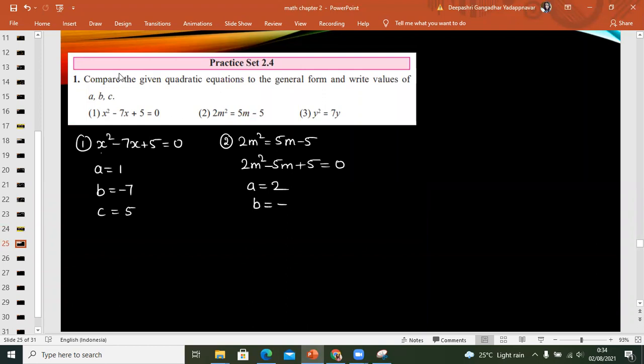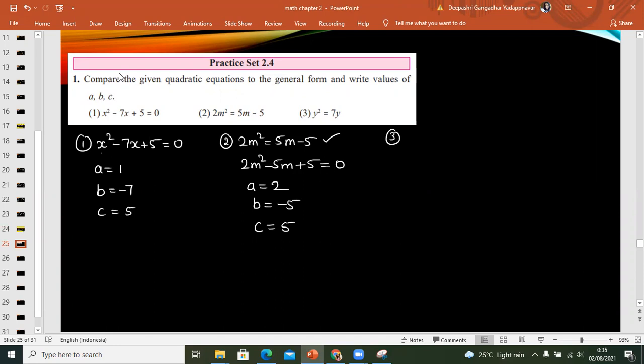The B value is negative 5, because if you use the original equation and write the B value as positive 5, then it will be wrong. So better you write it in the form of a quadratic equation first, and then you write the A, B and C values. The C value here is positive 5. Third question, why are we doing this? Because this is required to substitute these values in the formula.